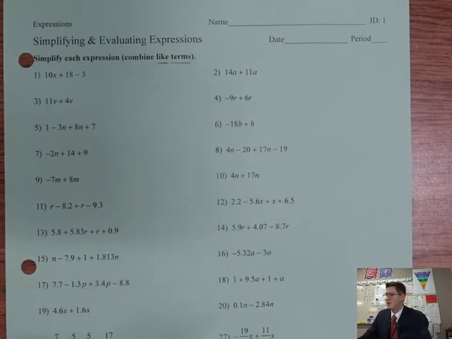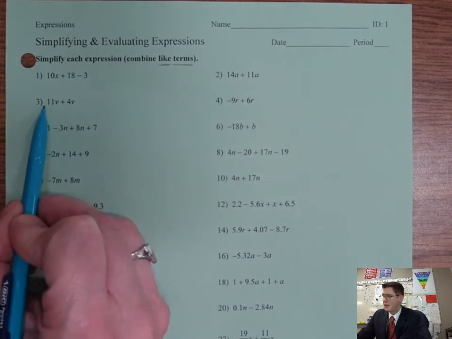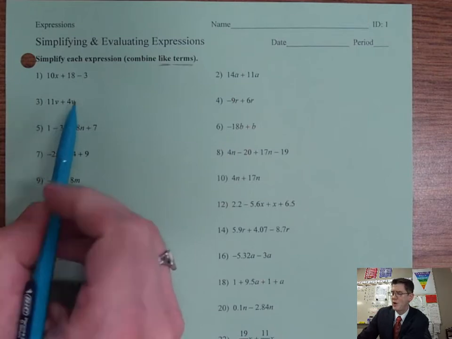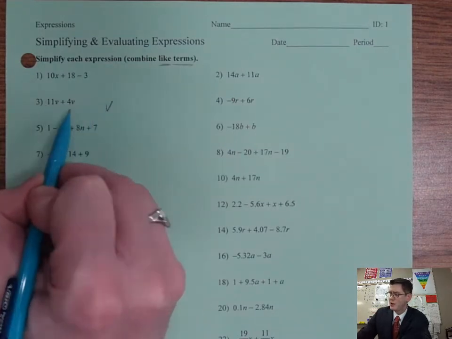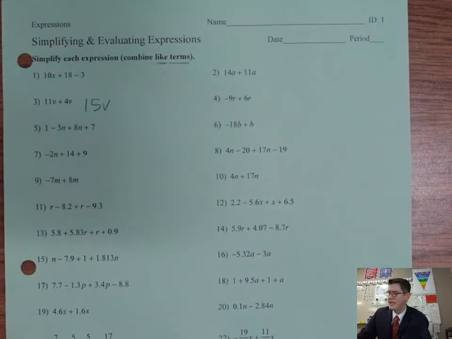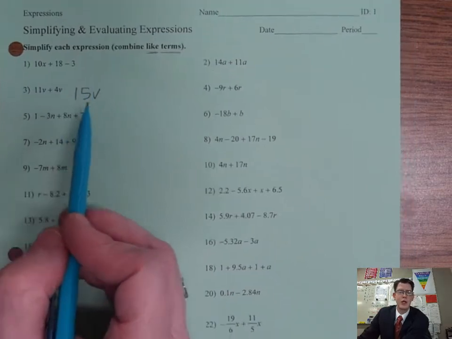Just to do a few examples, if I have 11 V's, that's a positive 11. There's nothing there, so it's positive. And I'm adding 4, so 11 plus 4. You can use your calculator if you need. It's 15 V's. On that one, we were able to get it all the way down to one term.